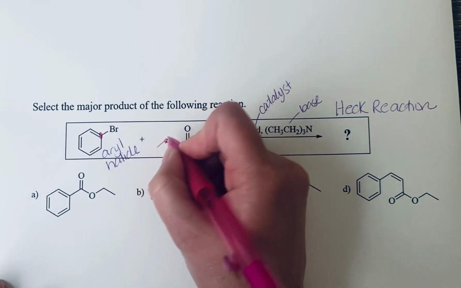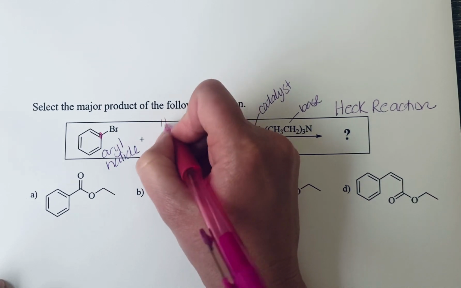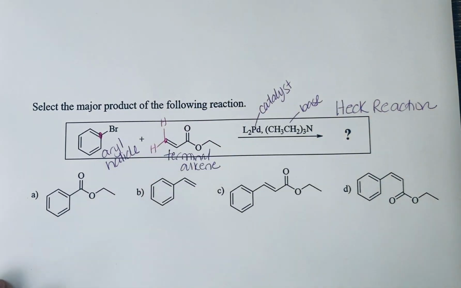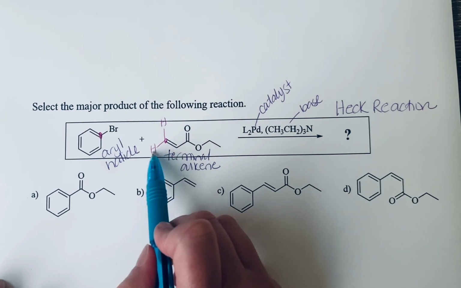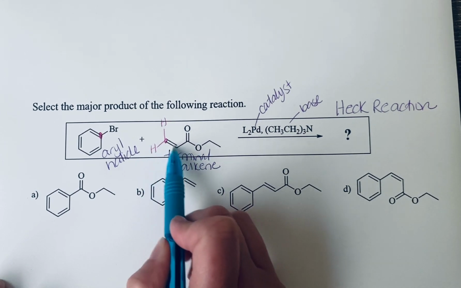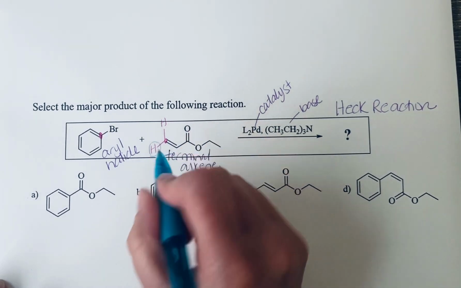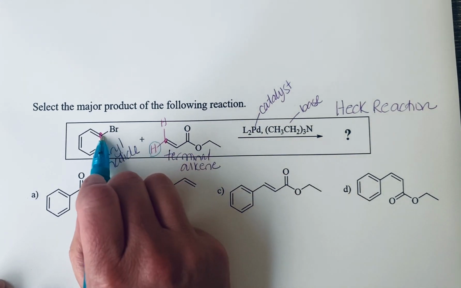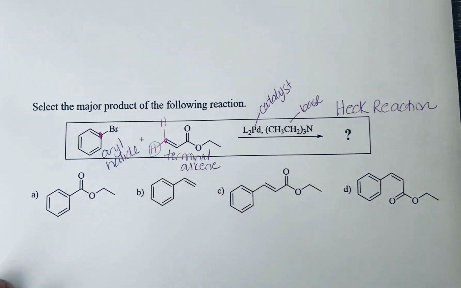So specifically, there are two hydrogens attached to that alkene. We're going to replace the hydrogen that it has trans to the other group. So this one is trans. We're going to replace that with the bond to the carbon atom of the benzene ring.